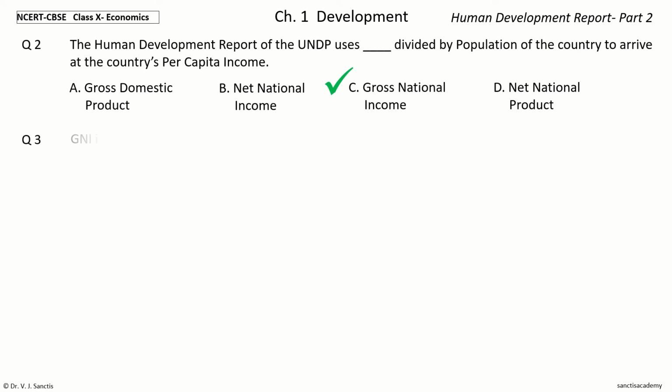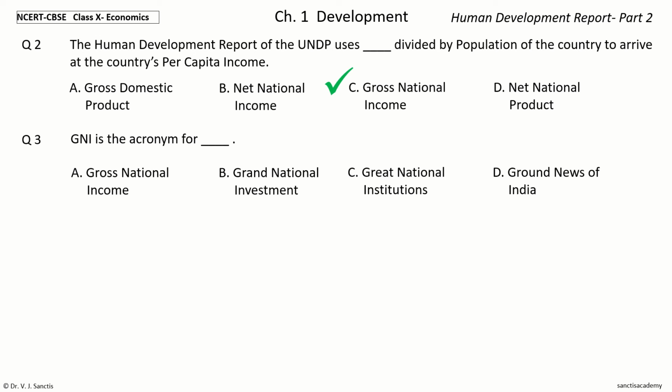Question 3. GNI is the acronym for Dash. The options are Gross National Income, Grand National Investment, Great National Institutions, Ground News of India. Your time to choose. And the answer is Gross National Income. So, GNI is the acronym for Gross National Income.